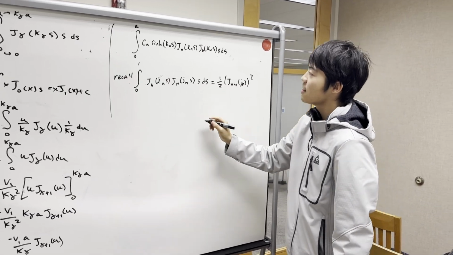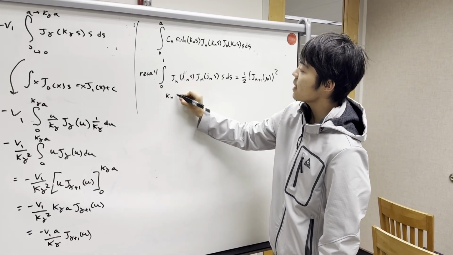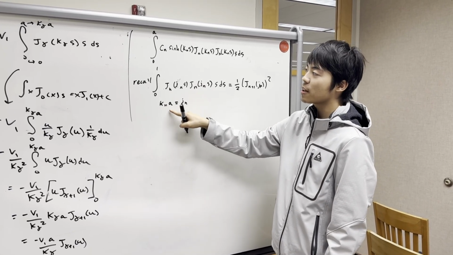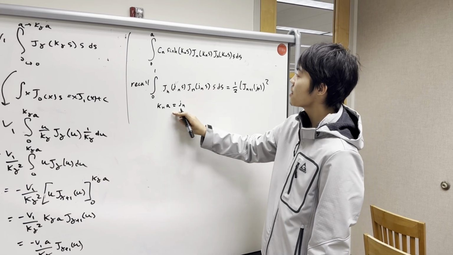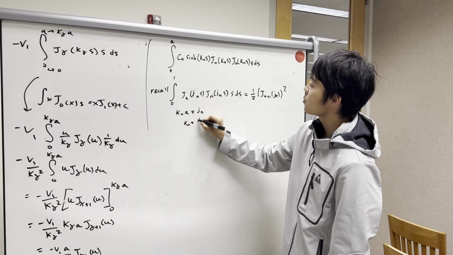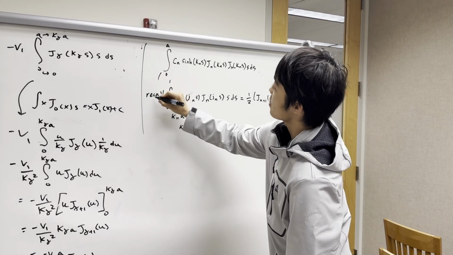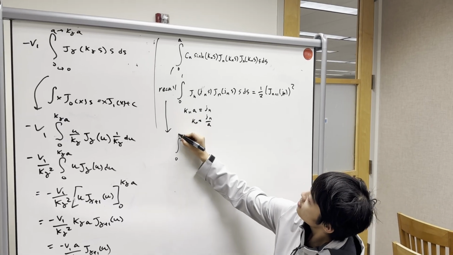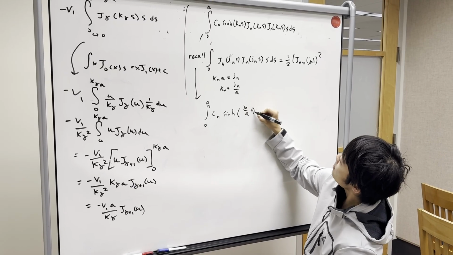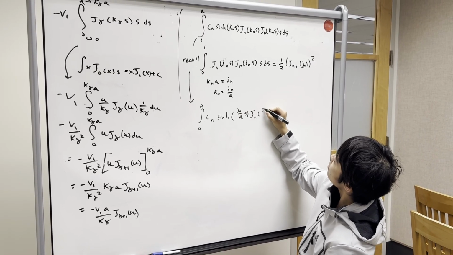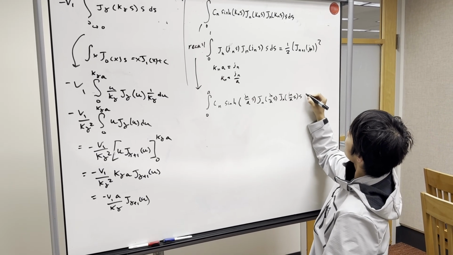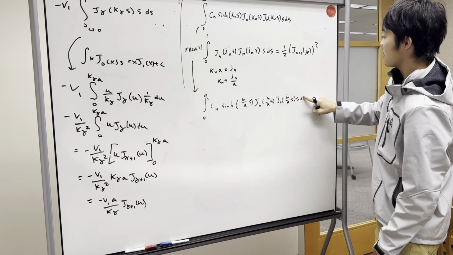Okay, so we need to get this equation in the form of this. So how do we do that? Well, let's do a u sub. So remember, we said that kn a must equal jn. In other words, we must land on a root of the Bessel function. Okay, so we need to put this in the form of this. So let's replace kn equals jn over a, right? So let's add that over here. Integral from 0 to a of Cn sinh of jn s over a, Jn of jn s over a, s ds.